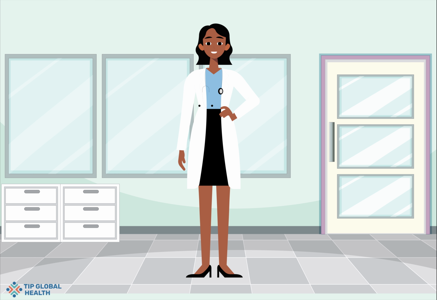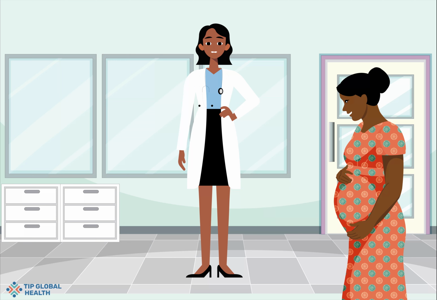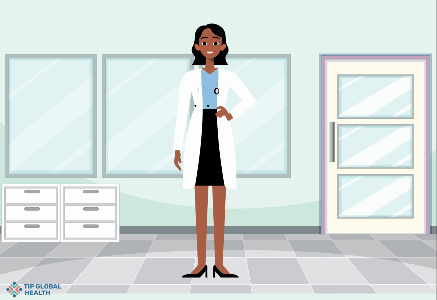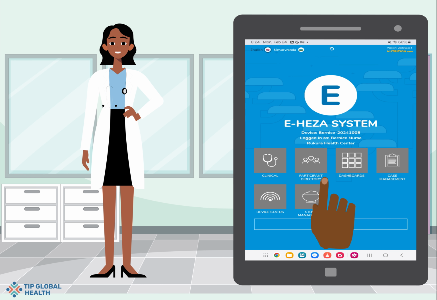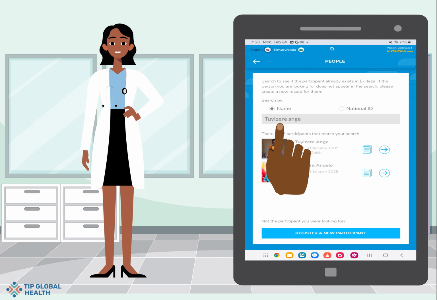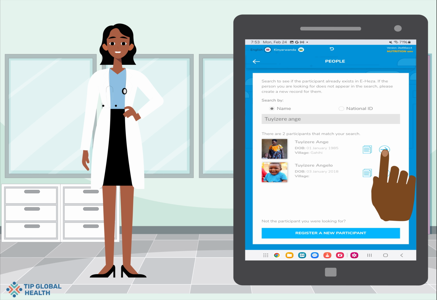Hi, I'm Nurse Ketia. My patient Ange has arrived at the health center, so let's begin her ANC visit. When you first open eHESA, you will go to the patient directory and enter her name. This arrow next to her name allows you to access the patient demographic and medical records. It allows you to edit demographic information if needed.